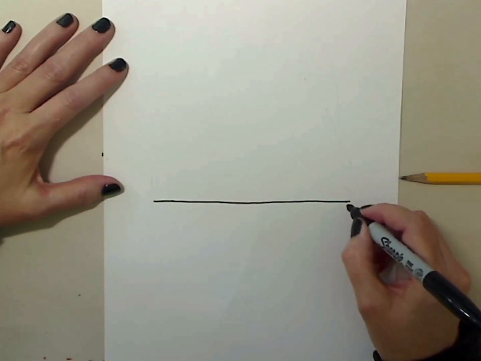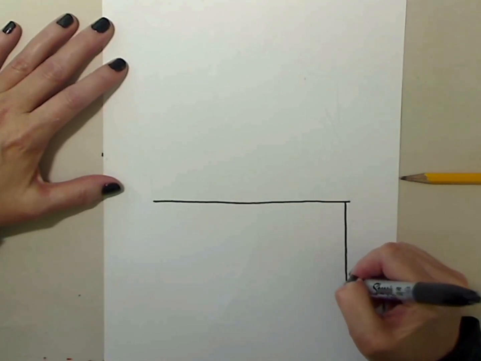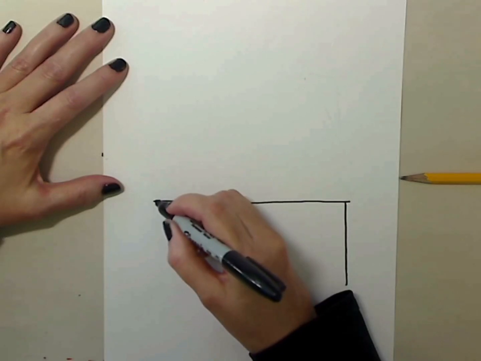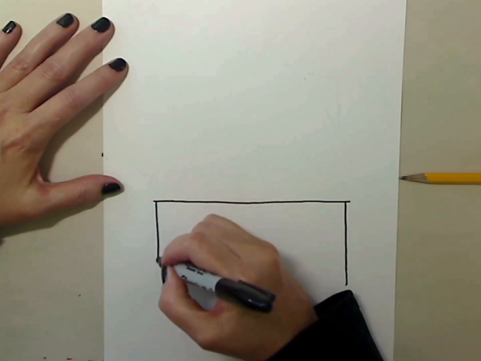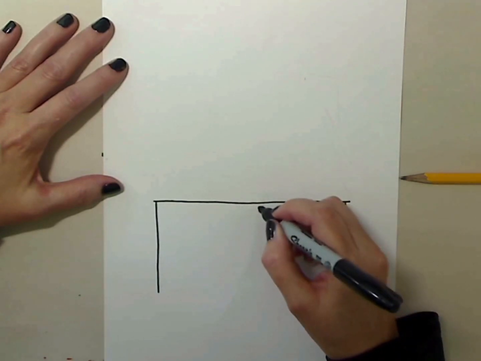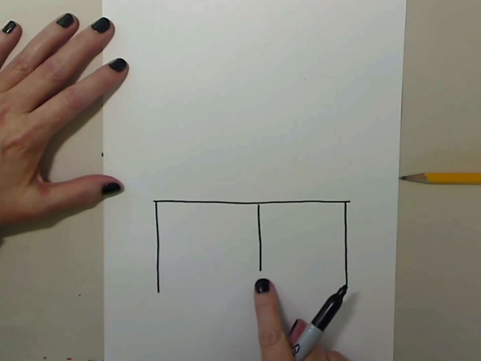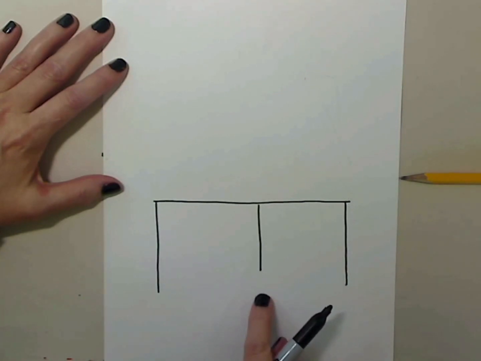Now we're going to make 3 lines down. And the side lines are going to be a little bit longer than the center line. So it's kind of like a capital letter E falling on its face. See how the middle line is a little bit shorter than the others.